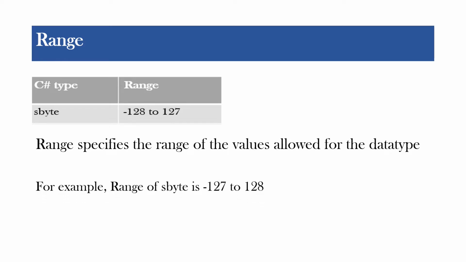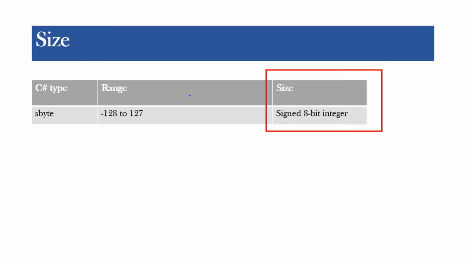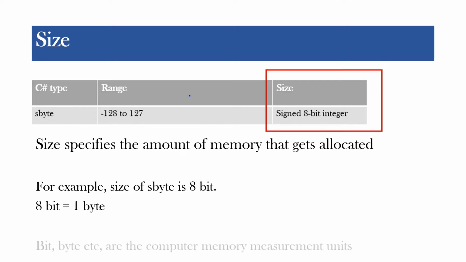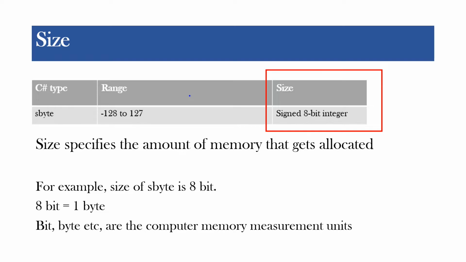Here, -128 is the minimum value allowed for the data type and +127 is the maximum value allowed for the data type. It means whatever the value we assign to an sbyte type variable, it should be within this range. Here you can see sbyte is the signed 8-bit integer. Size specifies the amount of memory that gets allocated to the particular type of variable. For example, size of sbyte is 8 bits. 8 bits equal 1 byte. Bit, byte, etc. are nothing but the computer memory measurement units.